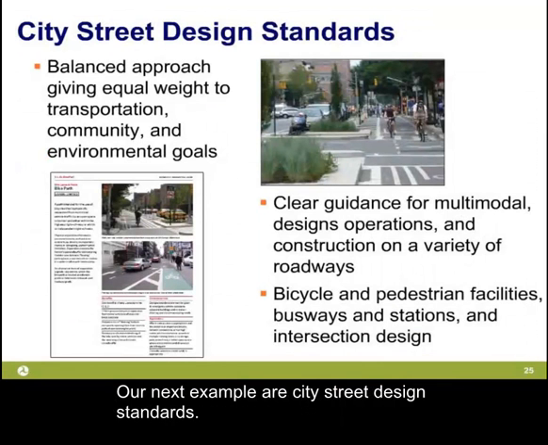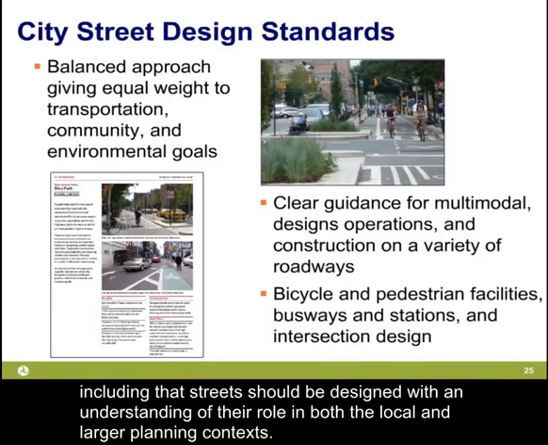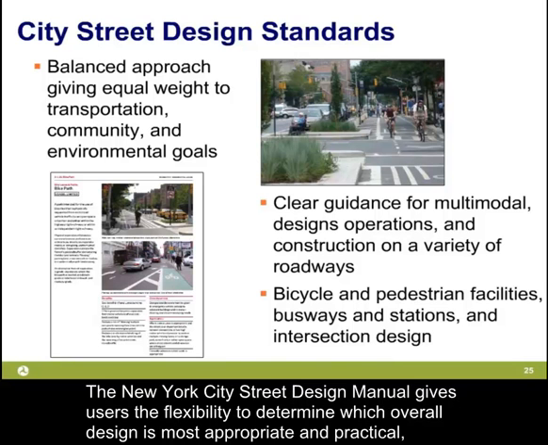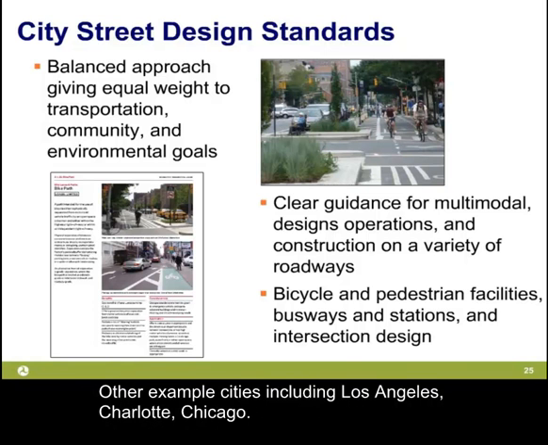Our next example is city street design standards. Cities are preparing design manuals, such as New York City's Street Design Manual, which is based on 8 principles, including that streets should be designed with an understanding of their role in both the local and larger planning context. The manual gives users the flexibility to determine which overall design is most appropriate and practical in light of the goals and priorities established throughout the planning process and the overall policies of the manual. Other example cities include Los Angeles, Charlotte, Chicago.